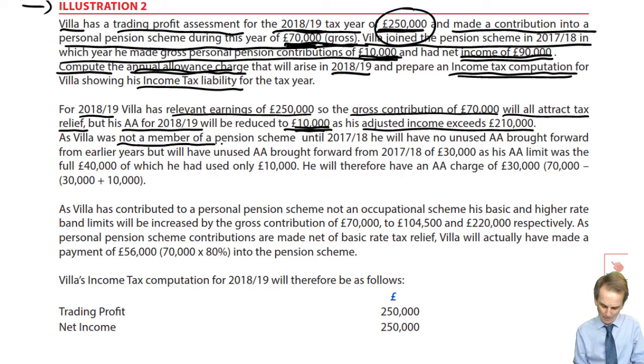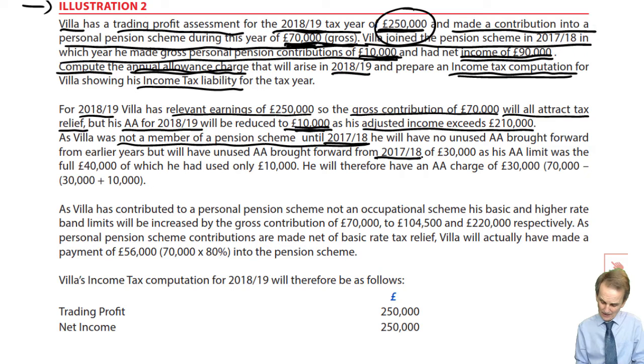As Villa was not a member of a pension scheme until 17-18, we don't look back over the 3 years. We can only have unused AA brought forward if we were a member of a pension scheme in a tax year. That didn't start till 17-18. This is 18-19. So the only unused annual allowance that we'll have brought forward is that from the 17-18 tax year.